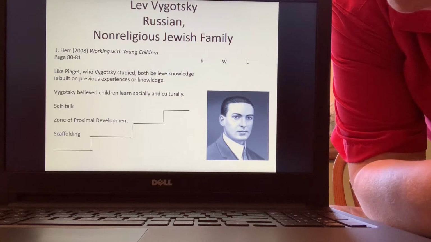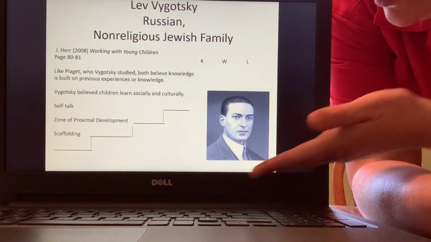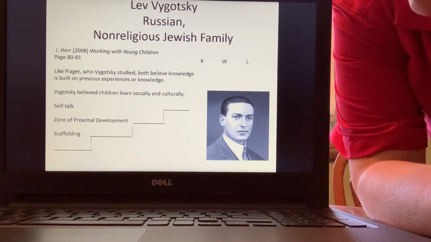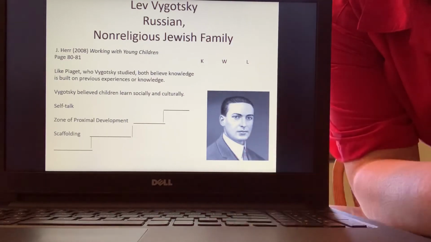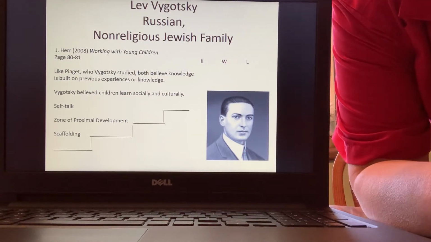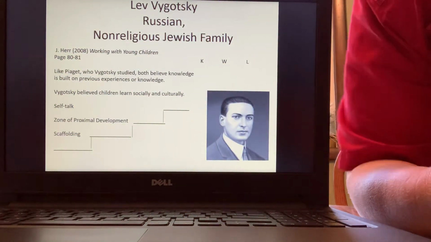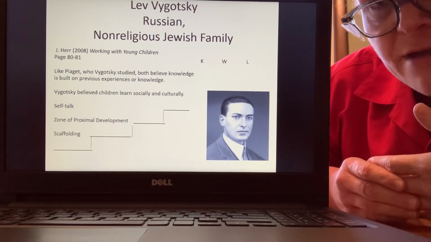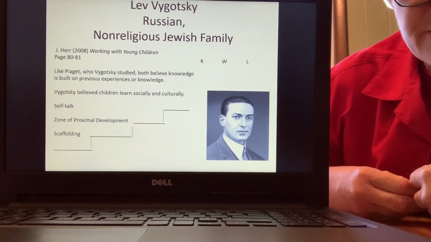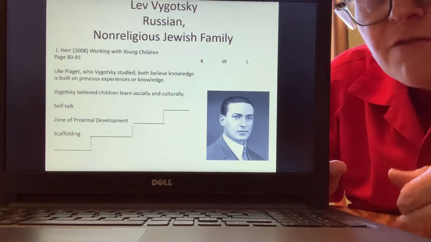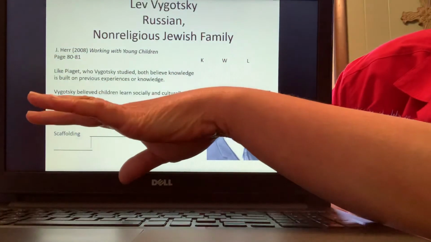He believed children learn socially and culturally. So learning is not just from their family, right? That's their culture, but also from their social environment, their friends, their school. He says that we go through self-talk. Self-talk can be very important. That's some of the things that we do with mindfulness. We can either build ourselves up with self-talk or we can tear ourselves down. We can convince ourselves that something's too difficult to learn, or we can convince ourselves to keep trying. So that's the self-talk process.